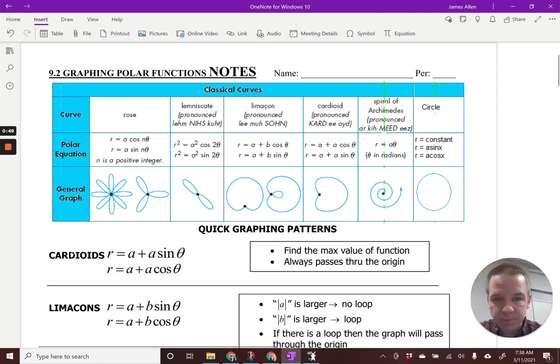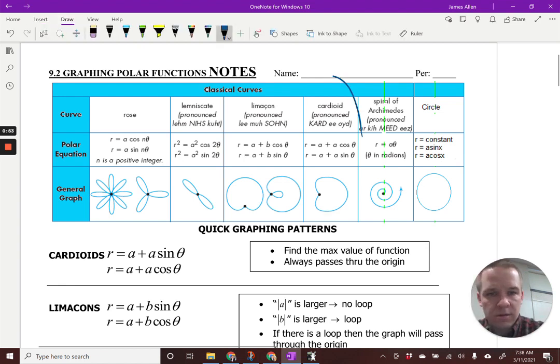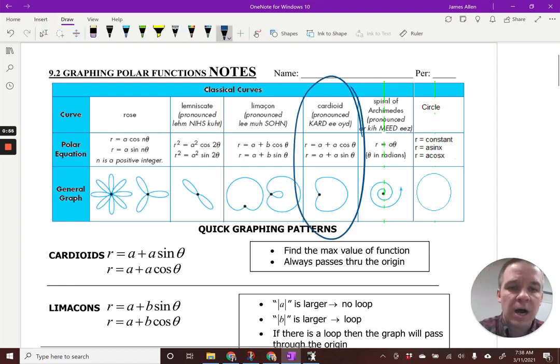So first off, here's my cardioid. There's my cardioid graph there. And what we have here is that we want to find the max value of that function. It also always passes through the origin, okay? Always passes through the origin. And you may notice here as well that we've got A and A, they're the same number, but when we get to the limaçons, then we've got two different variables, okay?